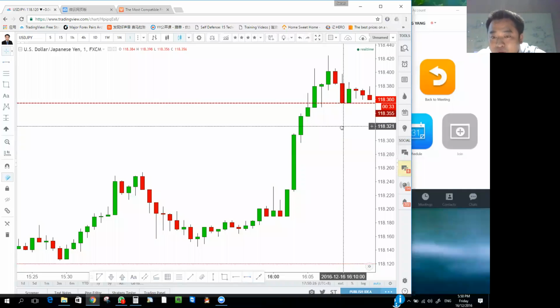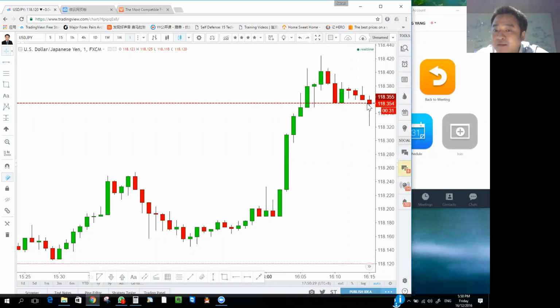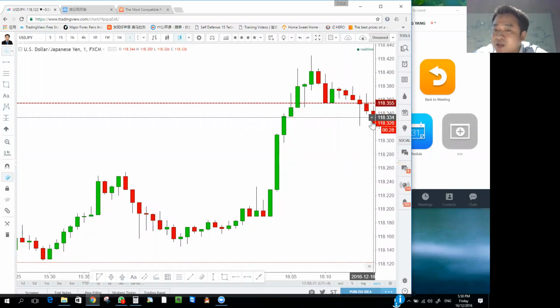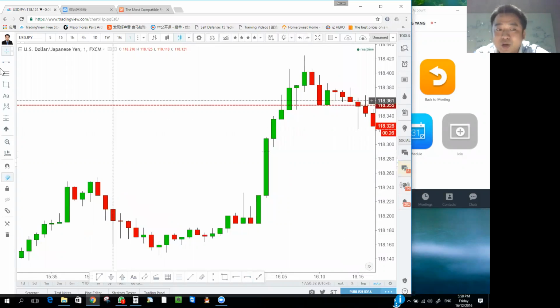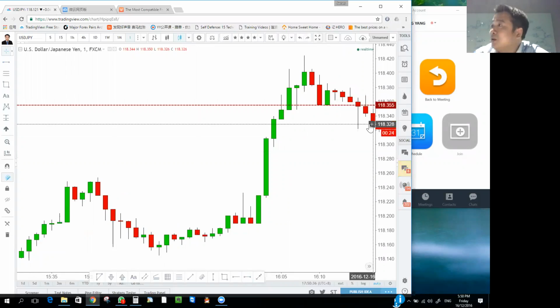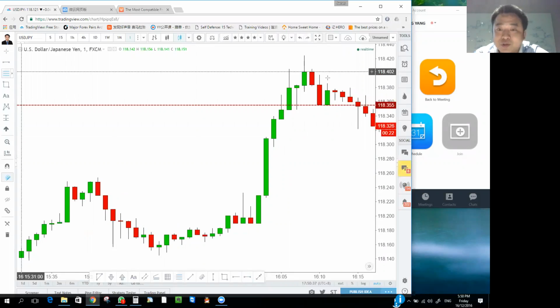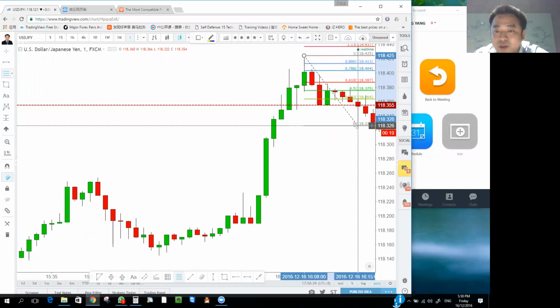118.35. It breaks down, right? And you want to trade the short. You don't short here. You don't want to short the low. You want to short the pullback. So you can always use the Fibonacci ratio to measure it.